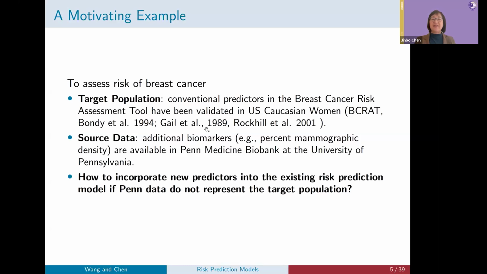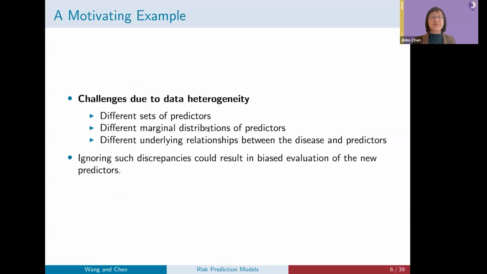But the challenge of using the Penn Medicine Biobank data is that the Penn Medicine Biobank is actually a heavily biased data source. It's nested within the Penn EHR system, and patients actually were voluntarily recruited into this biobank. So biobank patients are systematically different from Penn Medicine patients, and the Penn Medicine patients, of course, are different from the general population.